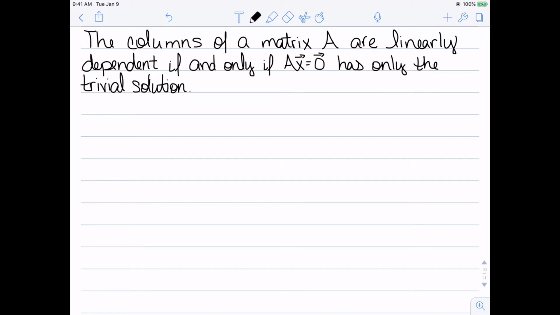So now let's look at a couple of properties. First, the columns of a matrix A are linearly independent if and only if Ax equal to 0 has only the trivial solution. So let's try to prove this.